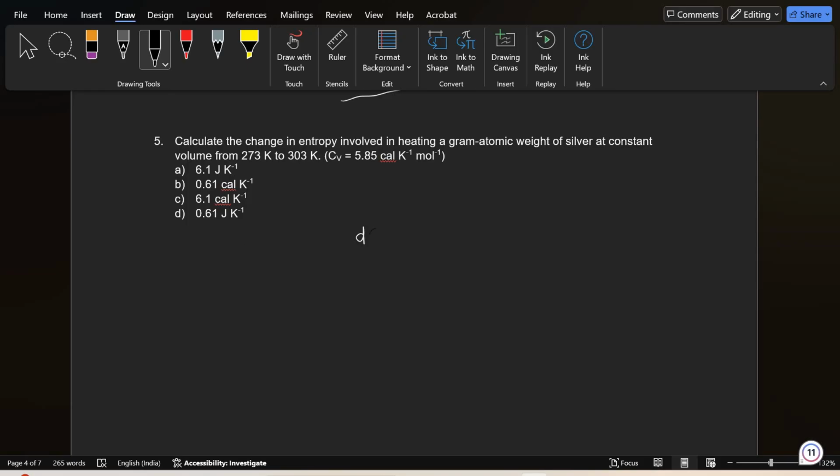What is it? By definition, what is the change? TdS is equal to what? dq reversible path by T, right? So this is by definition. In a constant volume process, they have given it's a constant volume, dq is equal to Cv dT, since a constant volume process is a reversible process. All right, fine. So this part is clear, right?